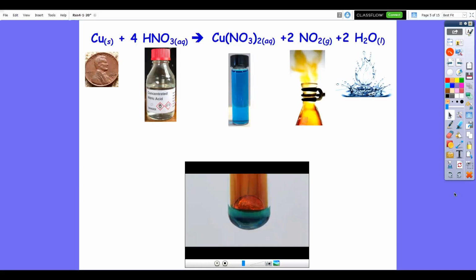And if you could reach into your laptop and actually touch that test tube, you'd also see that it's getting very warm. Another indication that there's been a chemical change is that they tend to make heat. They give off heat and feel warm, or a lot of times they will take in heat and feel very cold.